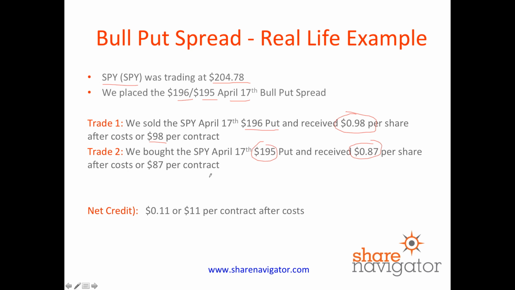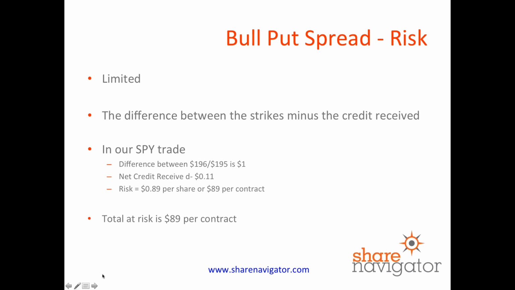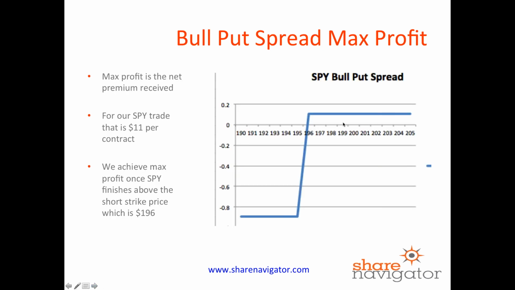So the net income to us was the 98 minus the 87, which was 11 cents per share or $11 per contract after costs. So what's the risk in this particular trade? Well, it's totally limited, and it's limited to the difference between the strike prices minus your credit received. So taking our SPY trade as an example, the strike prices we picked were 196 and 195. The difference between the two of them is $1, minus the credit received, which was 11 cents. So our total risk was 89 cents per share or $89 per contract. What's our max profit potential?